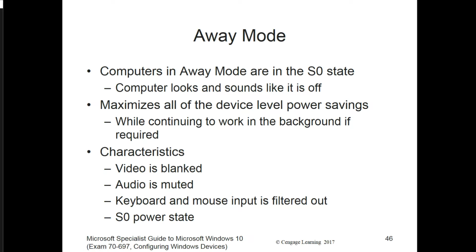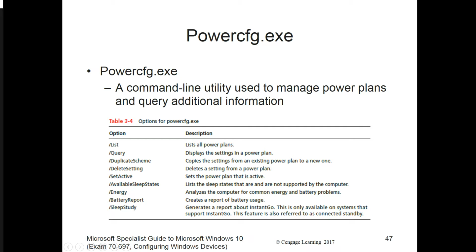Computers in away mode are in the S0 state. The computer looks and sounds like it's off, and maximizes all device level power savings while continuing to work in the background if required. Now the characteristics: the video is blanked out, audio is muted, keyboard and mouse input is filtered out. And the S0 power state is where we're at.